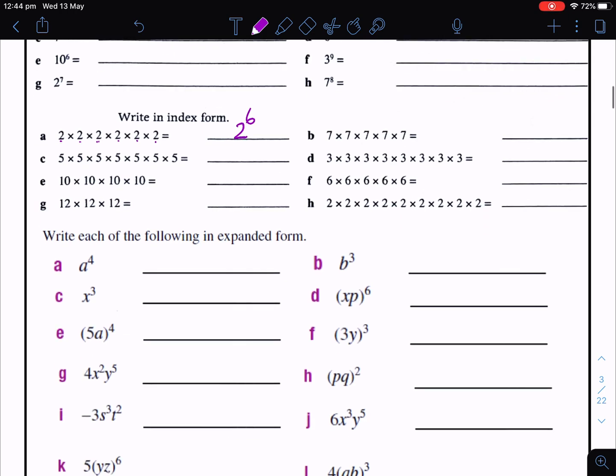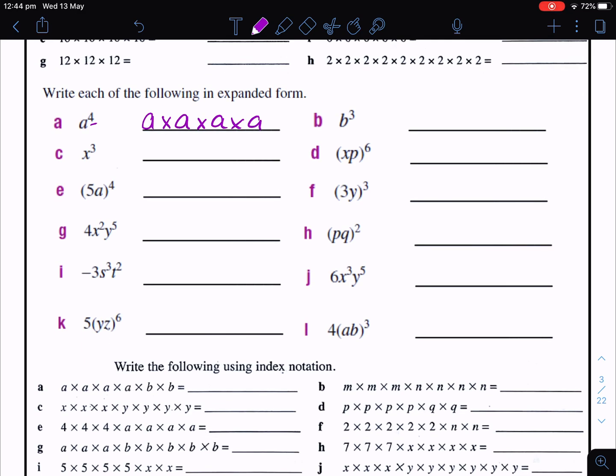Okay, the next one is then in algebra. Write each of the following in expanded form. This one's the same as the example we had above. So it'd be A times A times A times A because we have 4 of them. Okay, going down, let's do a harder one. If we look at I, it says minus 3s to the power of 3t squared. So let's go minus 3, there's nothing on that, so we'll just leave it like that. Then we have s to the power of 3, so we've got 3 s's. And then we have t to the power of 2, so we've got 2 t's as well.